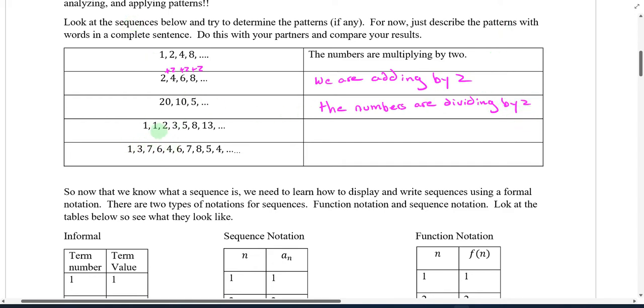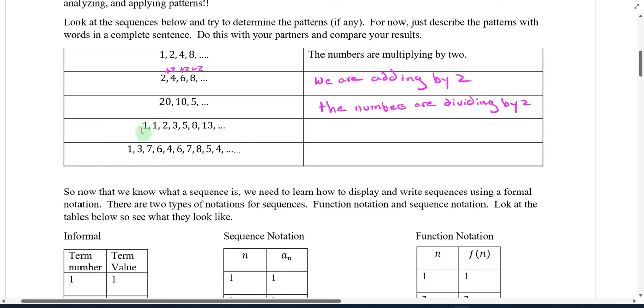So then let's take a look at this one. This one is kind of unique. So this is 1, 1, 2, 3, 5, 8, 13. And I wouldn't blame you if you had said, I don't think there's a pattern here, Mr. Weldon, but there is actually a pattern. This one's a little bit harder to see, but check this out.